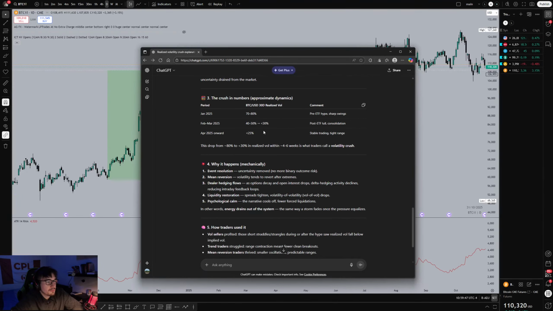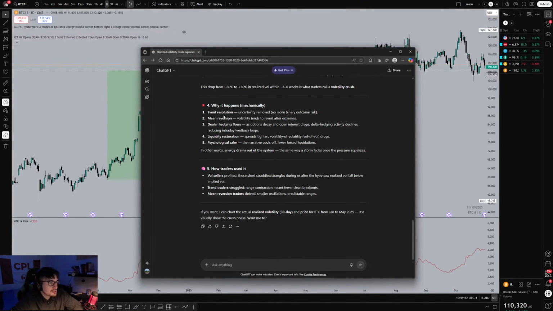Yeah, this is a very big example though. The crush in numbers, you don't want to read that. And this is why it happens. Uncertainty is removed, no more risk. Volatility tends to revert after extremes, so it went up to an all-time high, and then it crashed back down to 70K. As options decay and open interest drops, delta hedging activities decline, reducing intraday feedback loops. I have no idea what that means. Liquidity restoration, spreads tighten, volatility drops, psychological calm, narrative cools off, fewer forced liquidations. So the energy drains out of the system, the same way a storm fades once the pressure equalizes.